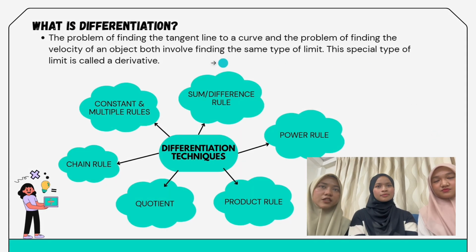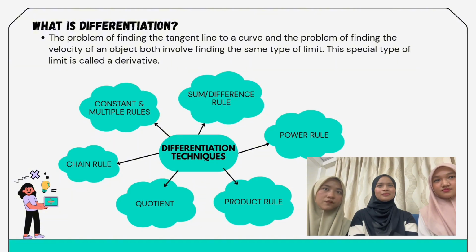The meaning of differentiation is the problem of finding the tangent line to a curve, and the problem of finding the velocity of an object. Both involve finding the same type of limit. This special type of limit is called a derivative. There are many differentiation techniques. One of them is the sum or difference rule, power rule, constant multiple rule, chain rule, quotient rule, and product rule.